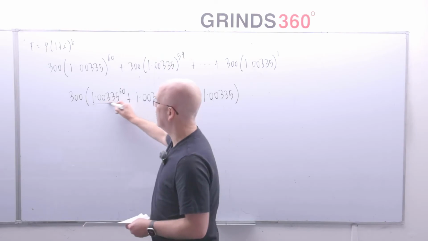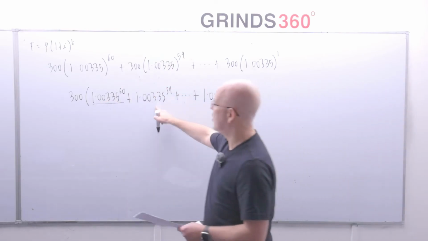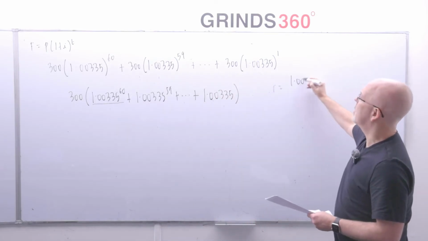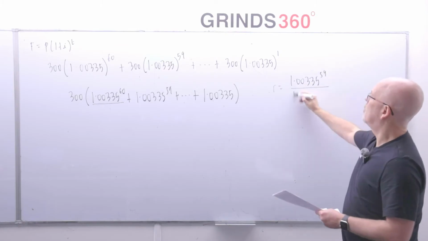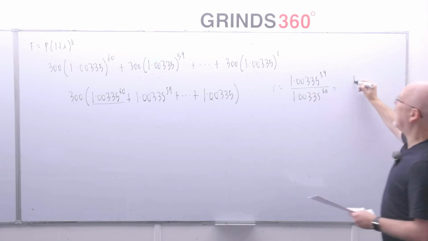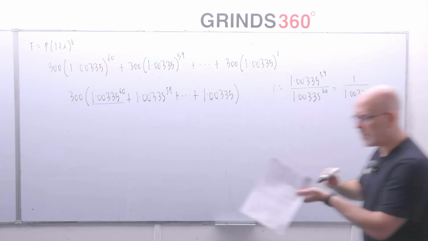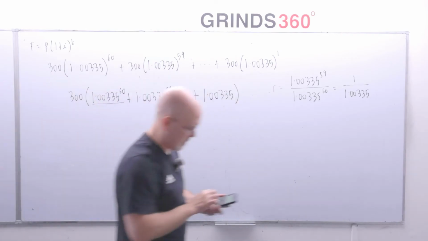So there's a there. That's my term, that's my value for a. To find r, divide that by that. So remember, r will look like that. It's going to be 1.00335 to the power of 59 over 1.00335 to the power of 60. Now I'm going to cancel that by hand and just get that. If you do that in your calculator, it'll probably decimalize it. You just check that.